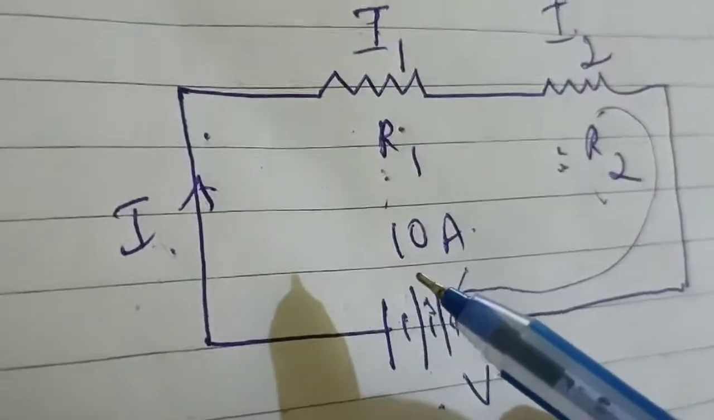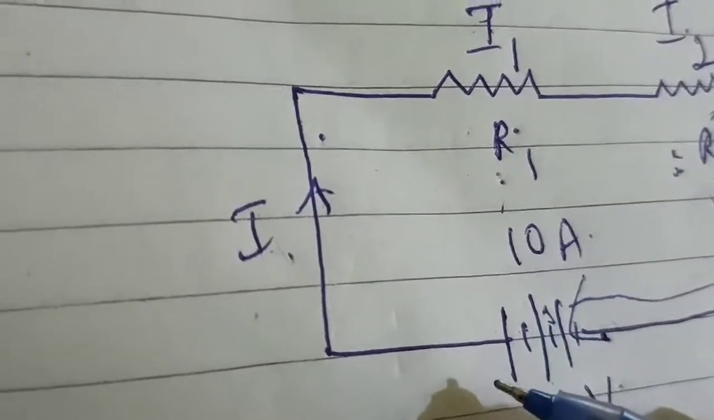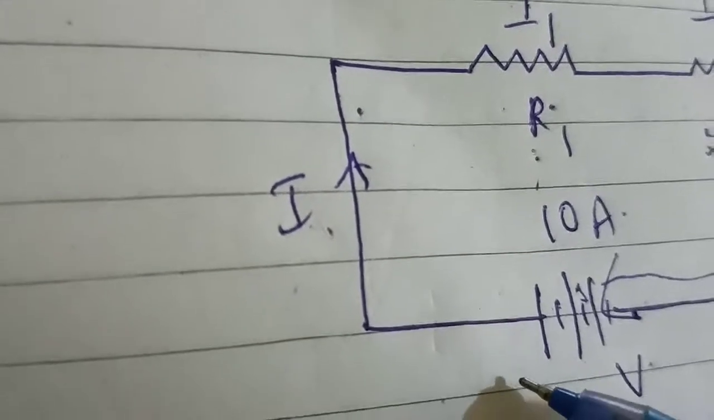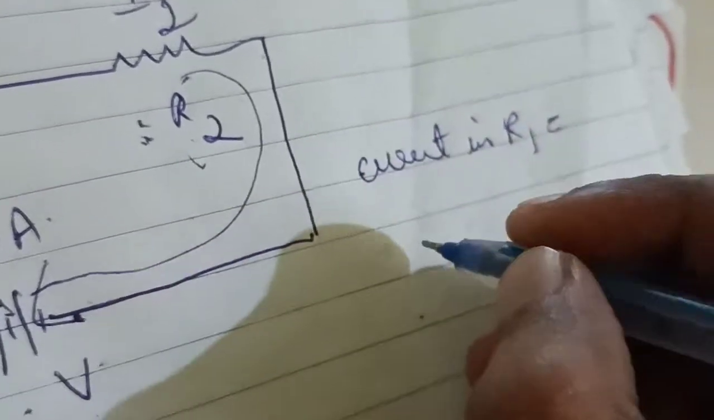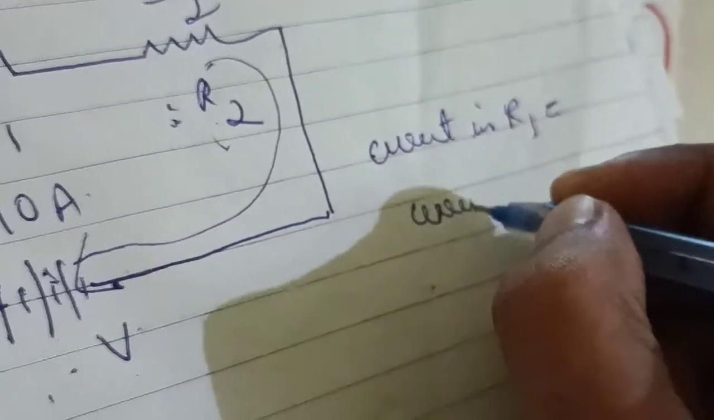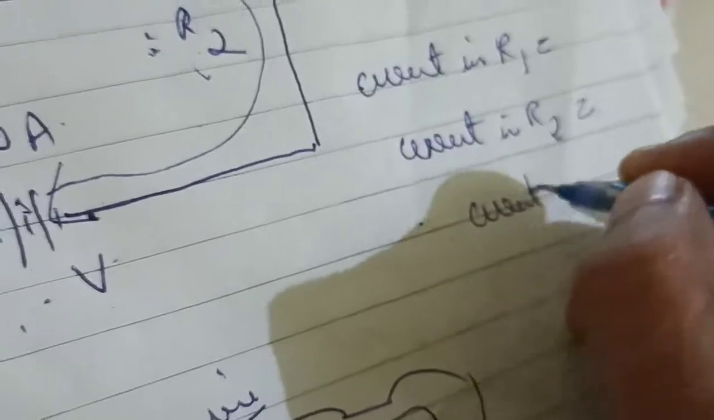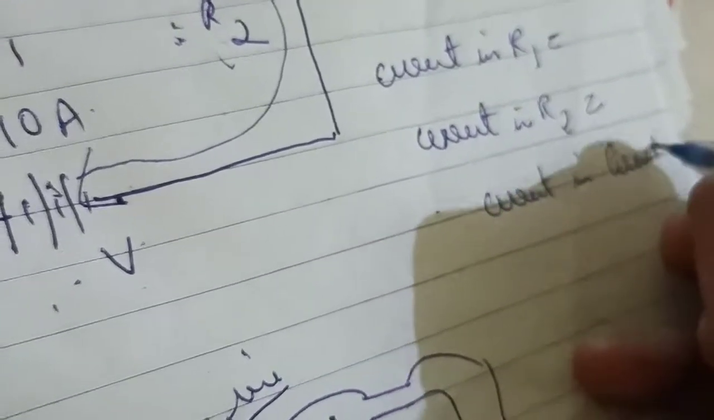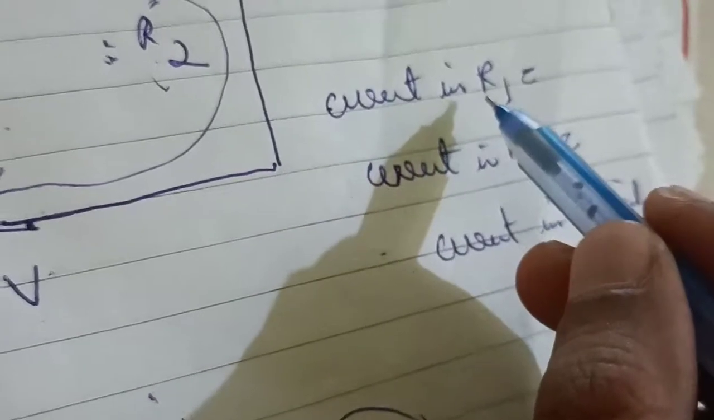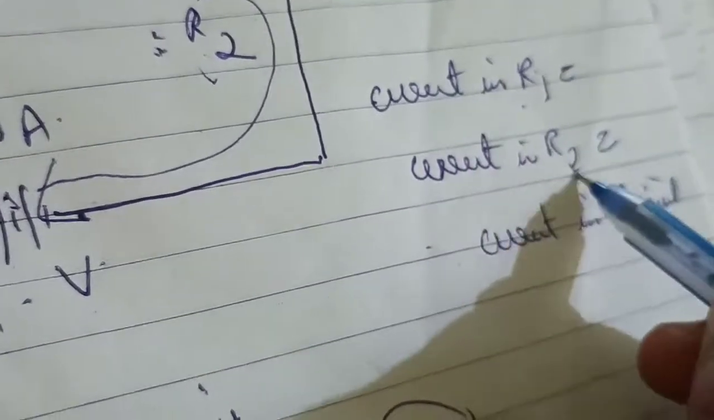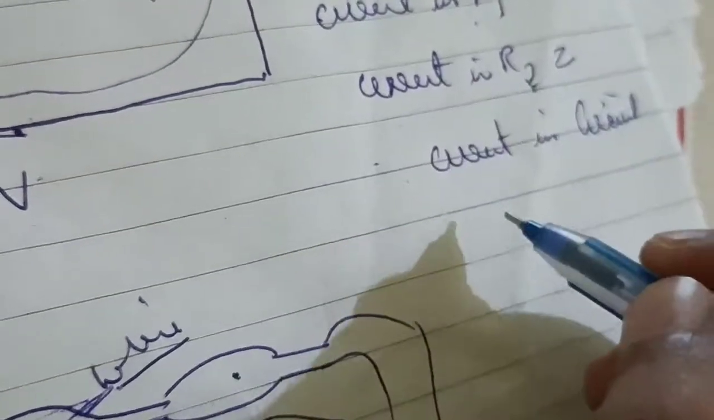So what did we think? The current is going to reduce, isn't it? No, current is not reducing. When any device is connected in series, the current remains the same. Okay, current remains constant. So if you write this, current in R1 is equal to current in R2 is equal to current in the circuit.